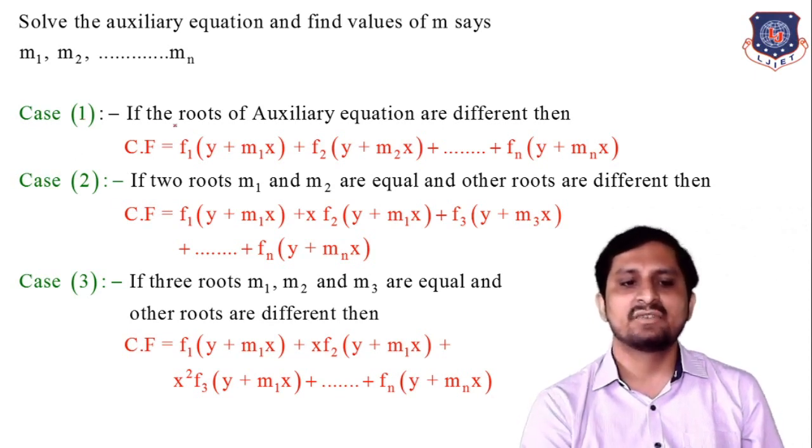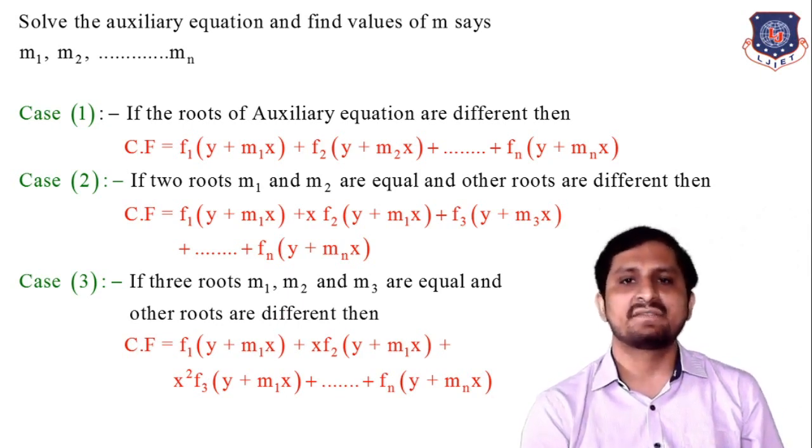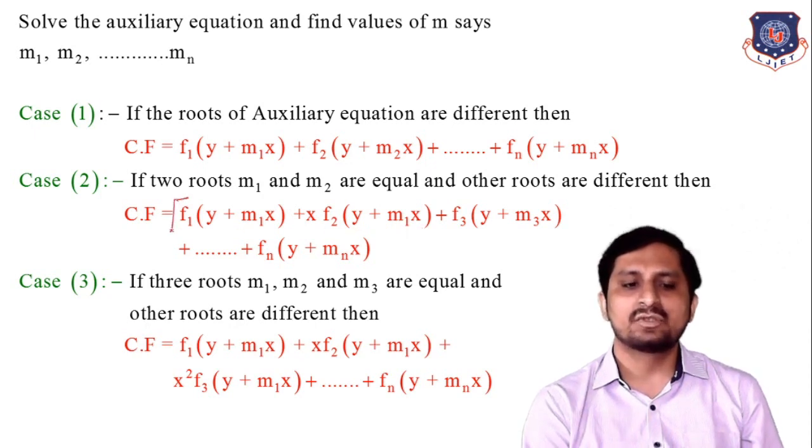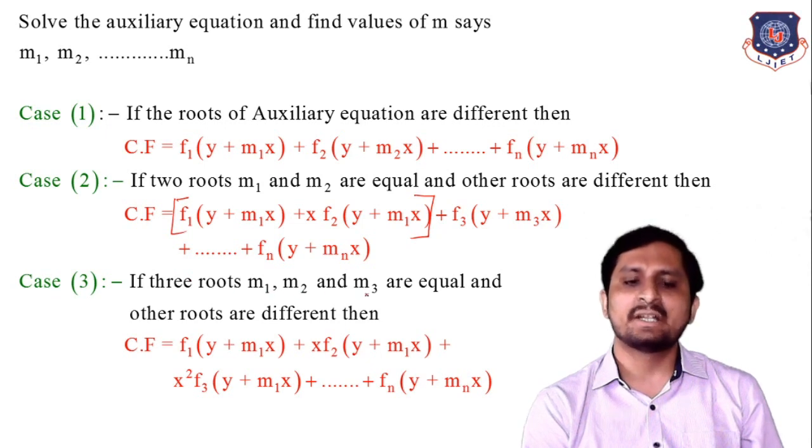So this is my case 1. If the roots of the auxiliary equation are different, then the complementary function is f1 of y plus m1x plus f2 of y plus m2x up to fn of y plus mnx. If two roots are equal, m1 and m2, then the complementary function is f1 of y plus m1x plus x into f2 of y plus m1x. Other roots are distinct, so we can write them as it is. If three roots are equal, m1, m2 and m3, then the complementary function is f1 of y plus m1x plus x into f2 of y plus m1x plus x square into f3 of y plus m1x and so on. Other roots are distinct, so plus up to fn of y plus mnx.